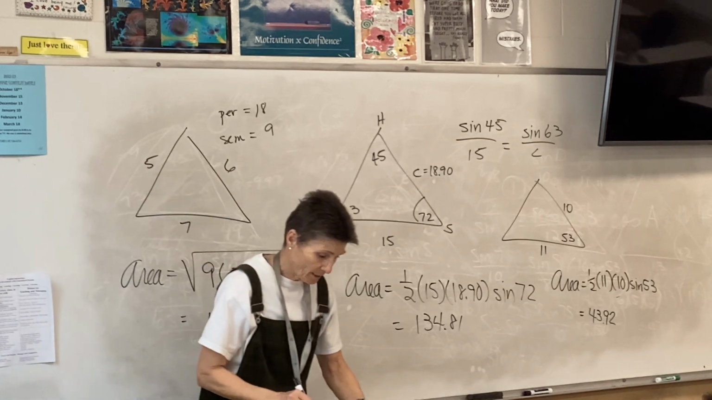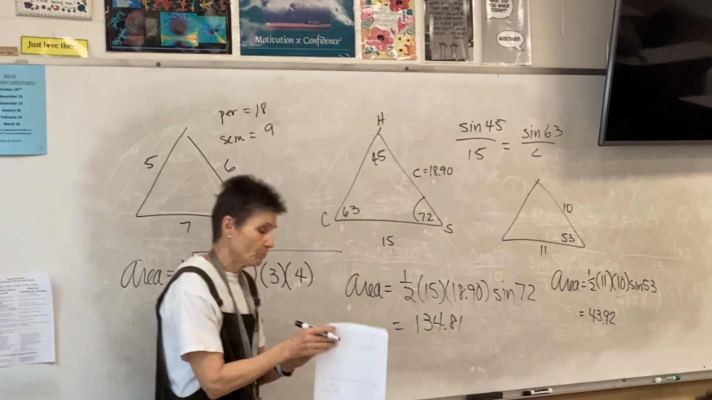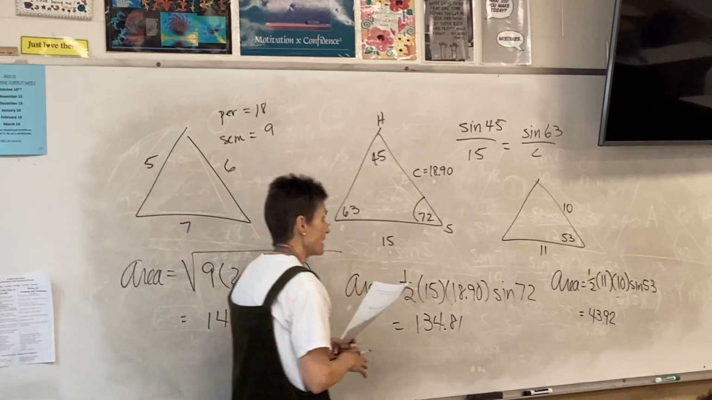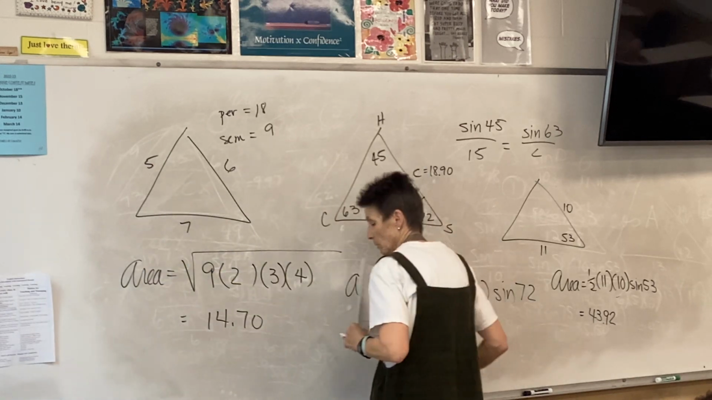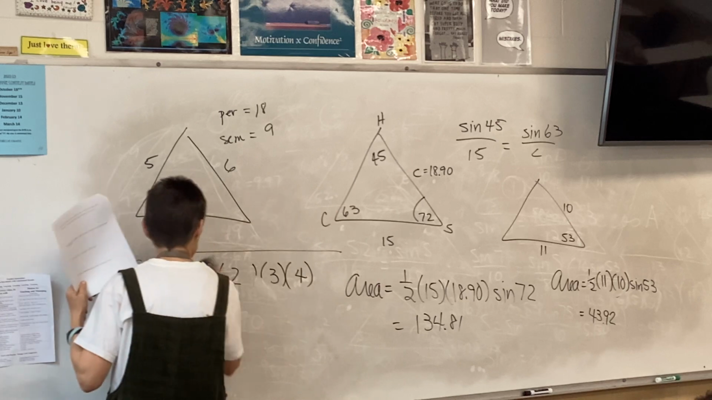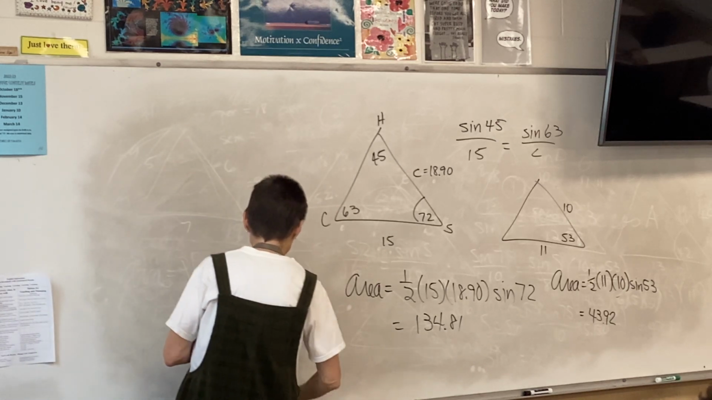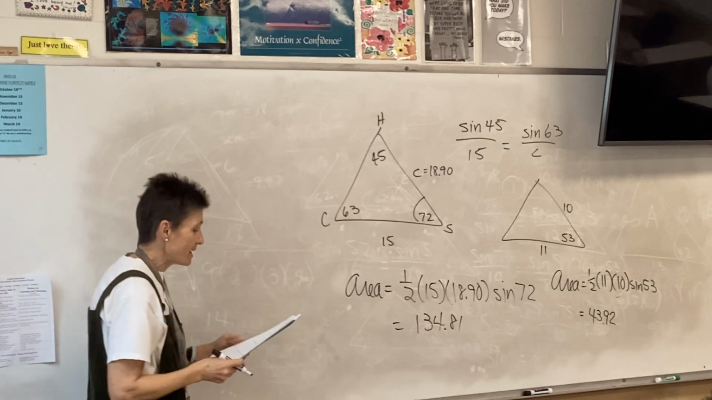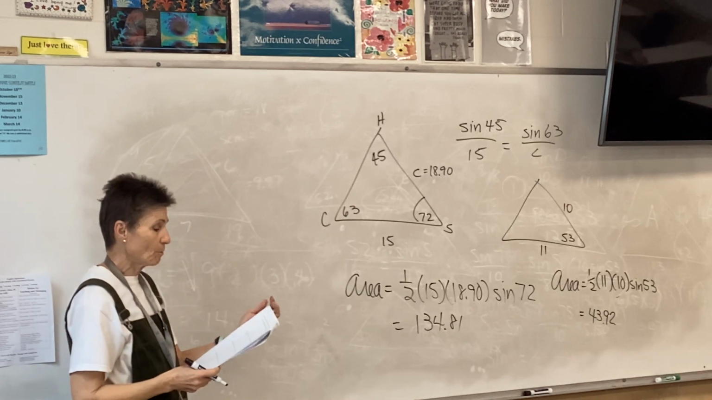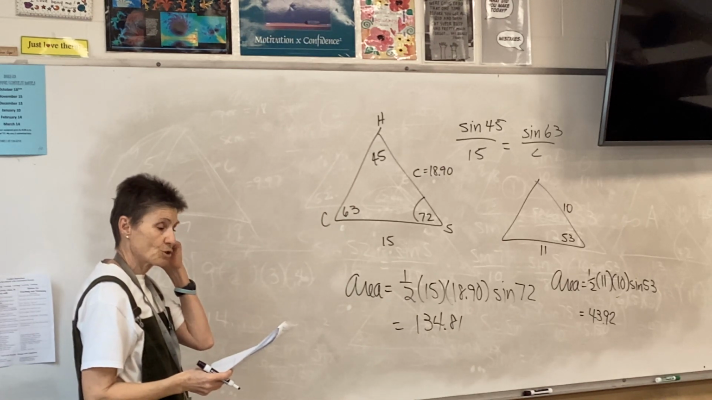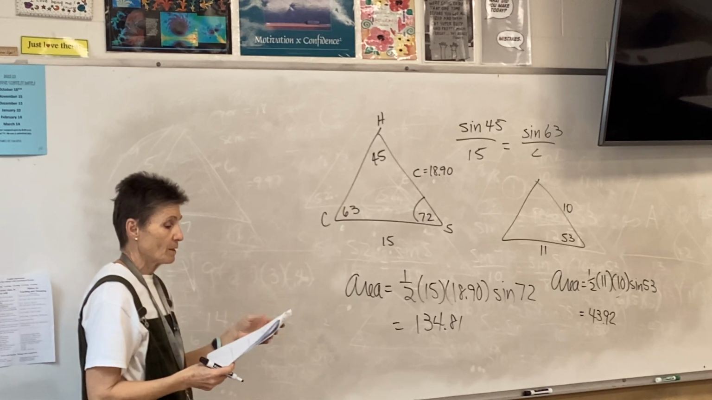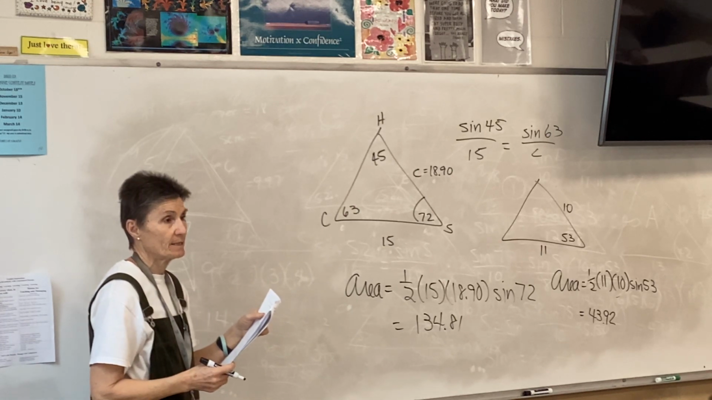Last page. There are 4 word problems on this practice, but there will only be 3 word problems on your test. But we'll practice all 4. Find the area of a regular pentagon inscribed in a circle with a radius of 10 feet.